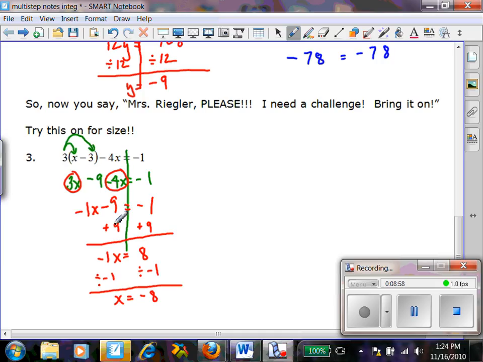So we're going to add 9 to both sides. We get negative 1x equals 8. And then we divide both sides by negative 1 since they are multiplying by negative 1. So we get x equals negative 8, which is correct because I double-checked myself before I recorded.